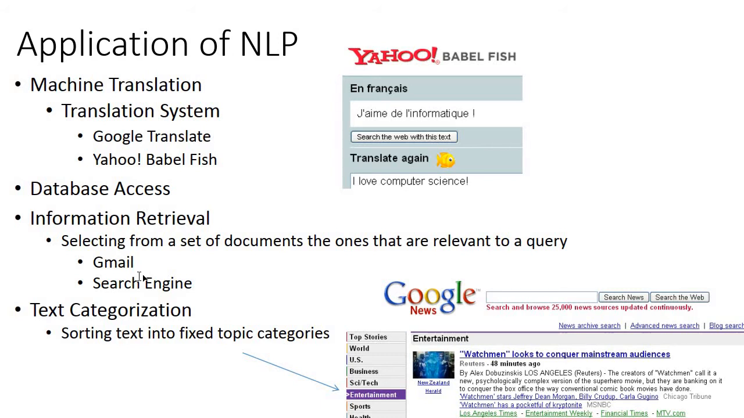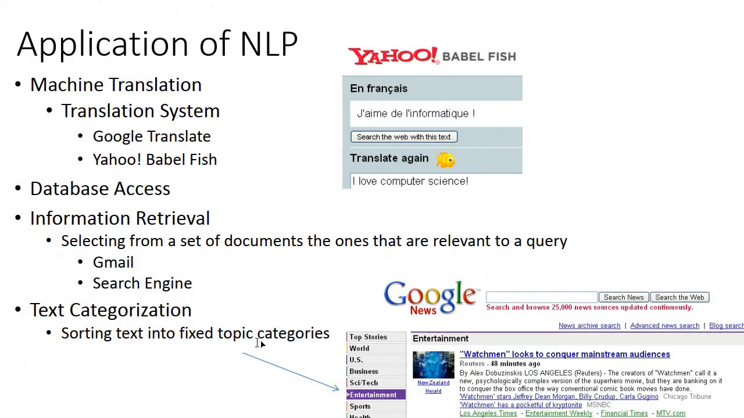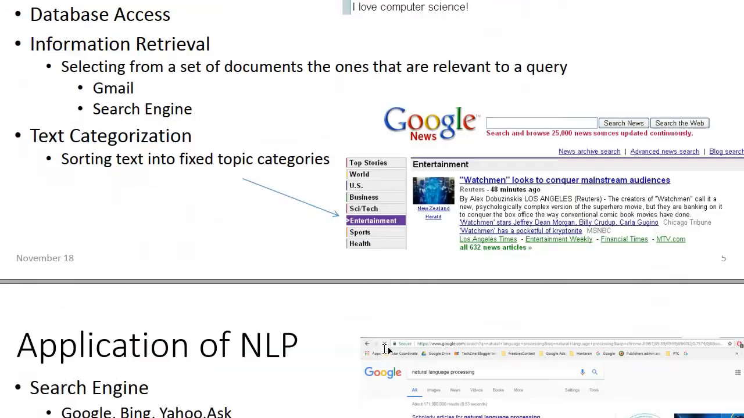Okay, it is NLP. Then text categorization, for example, sorting text into fixed categories. For example, this is Google News, so it will sort the news automatically based on the category. It's not mining yet. Why? Because it just looks at the underlying meaning of the text and classifies it.